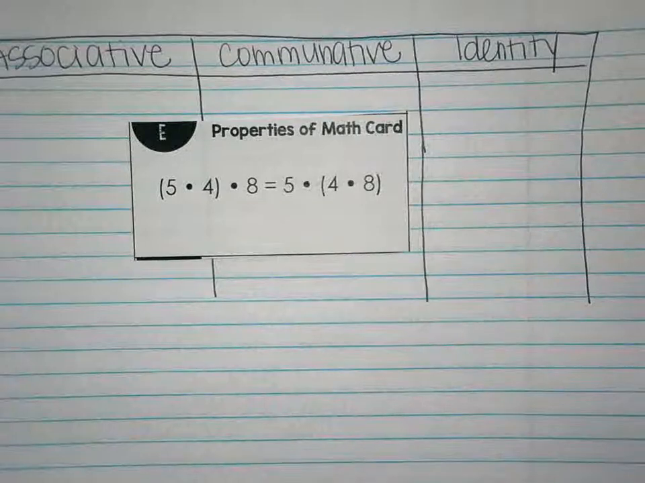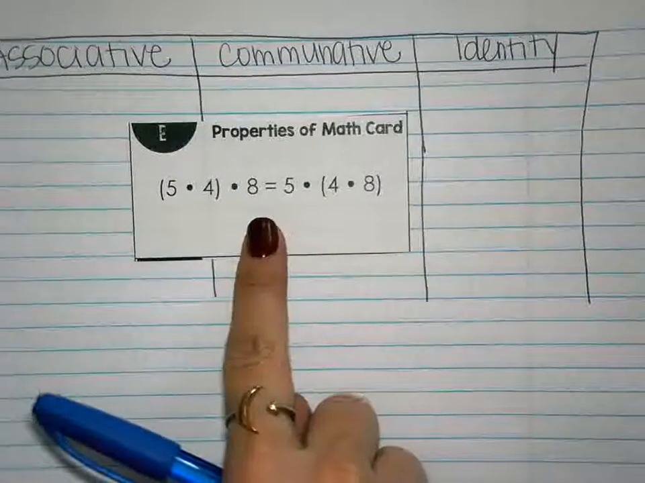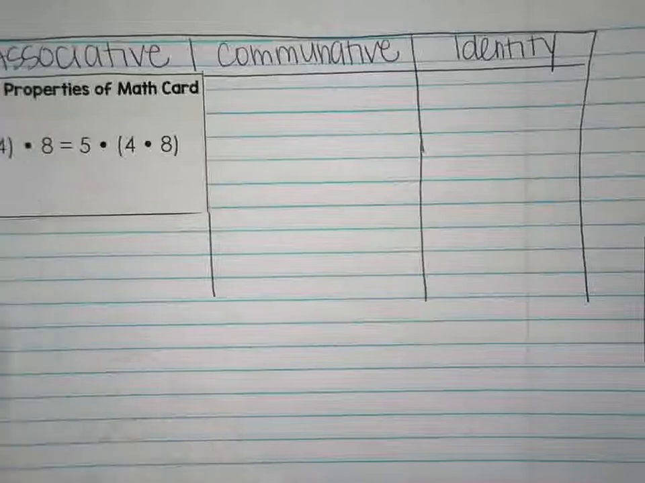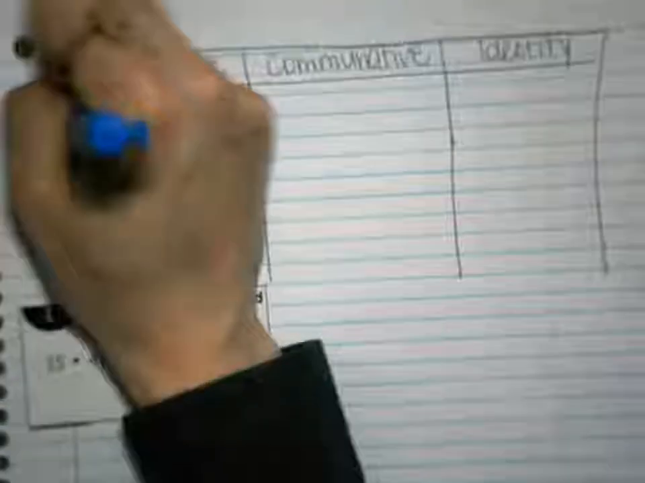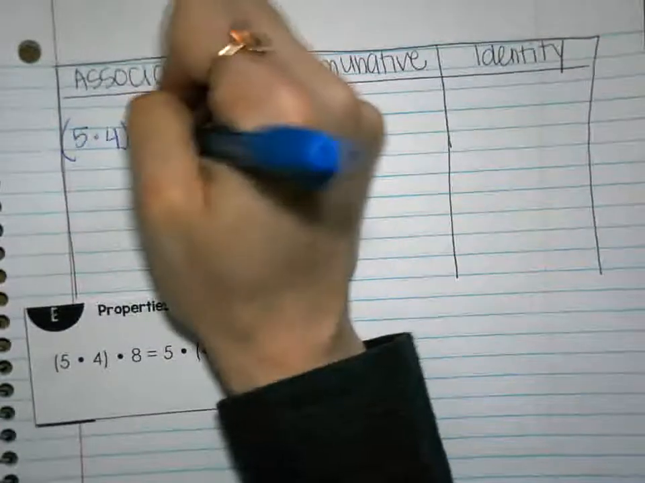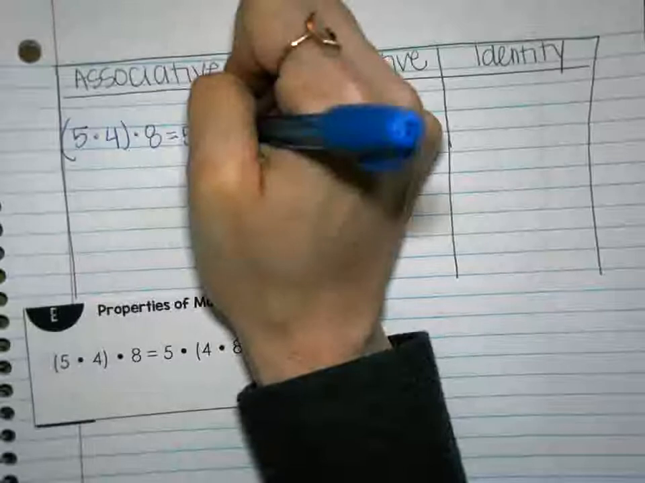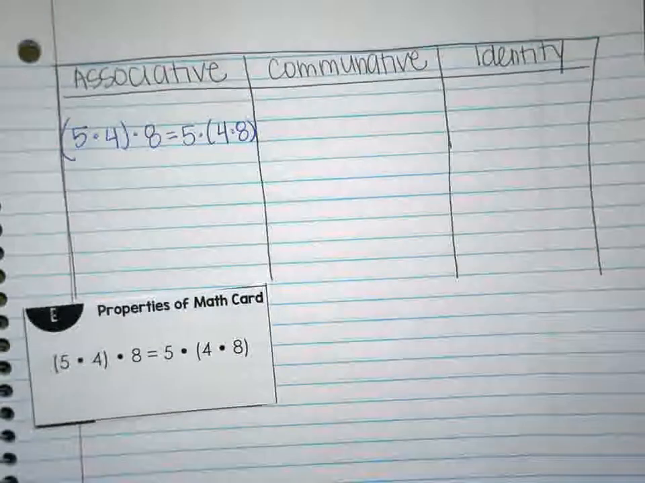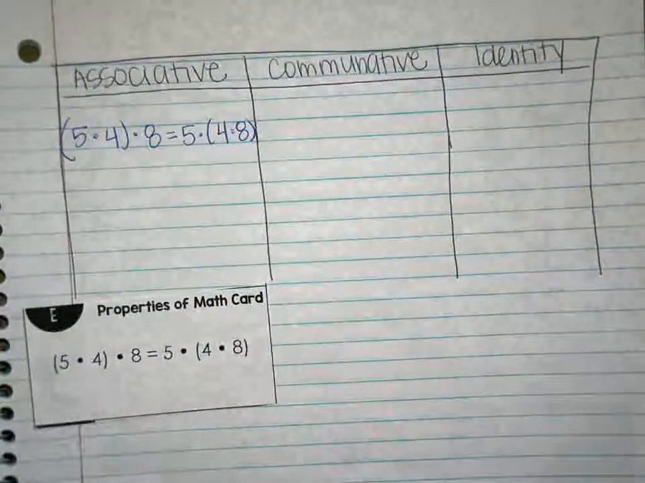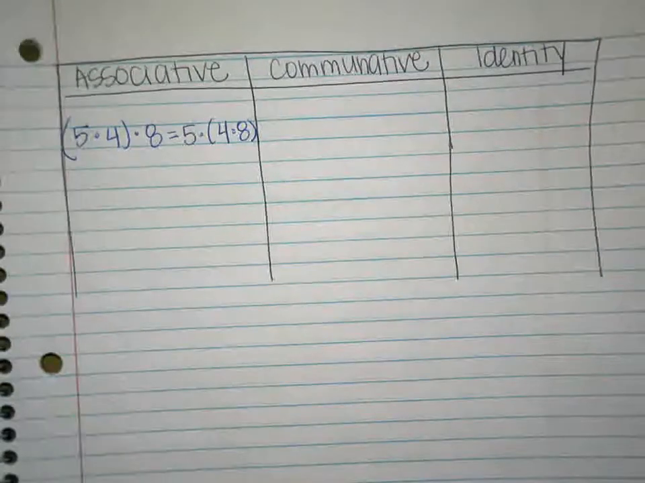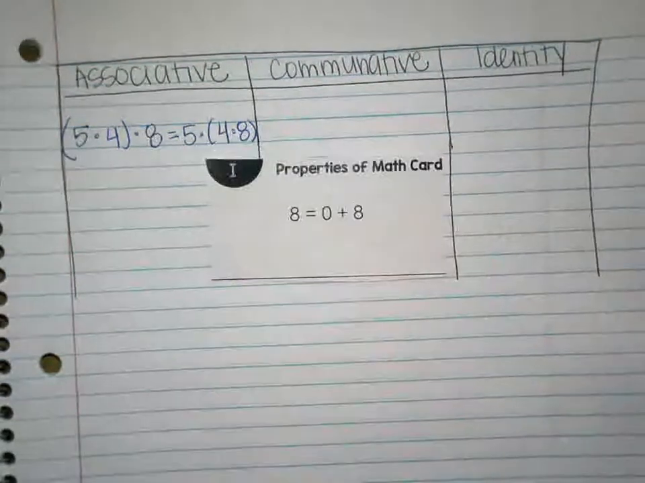Alright. Owen, what do you think? Associative, commutative, or identity? Associative. Would you all agree with him? Yeah. He is correct. That should be under associative. So you should all have it written down, 5 times 4 in parentheses times 8 equals 5 times 4 times 8 in parentheses. Is this making sense what I'm asking you to do? Okay. Here's your next one.